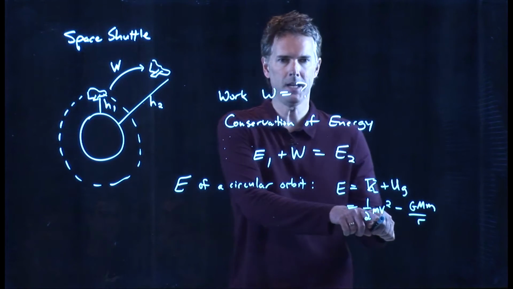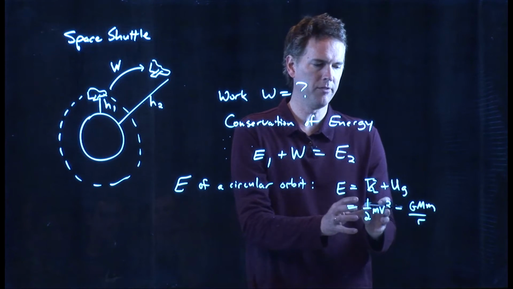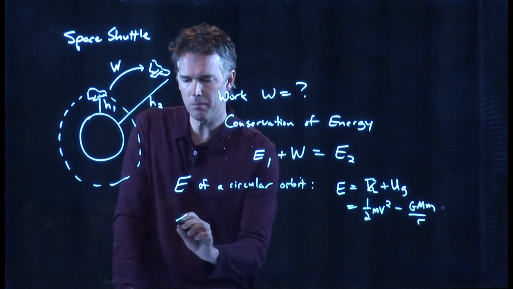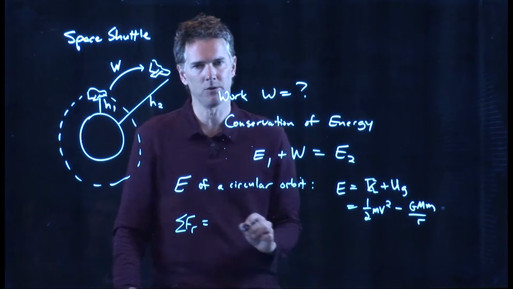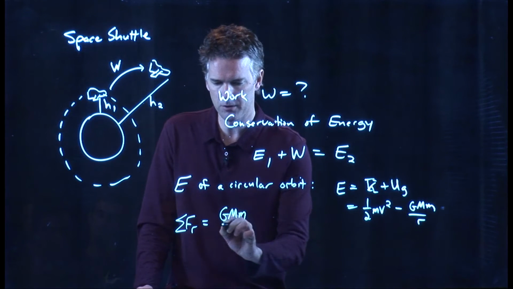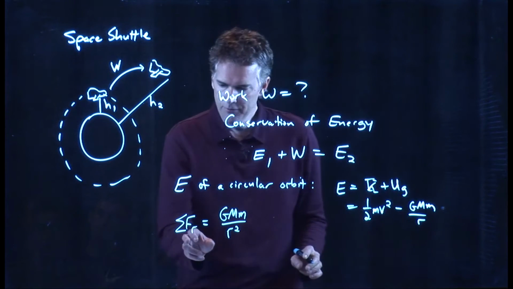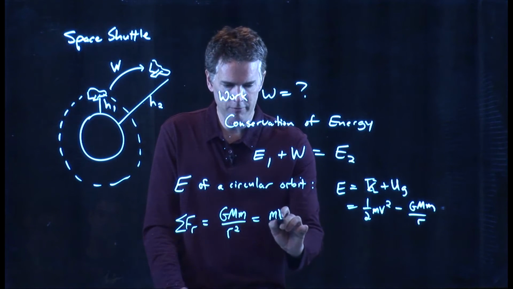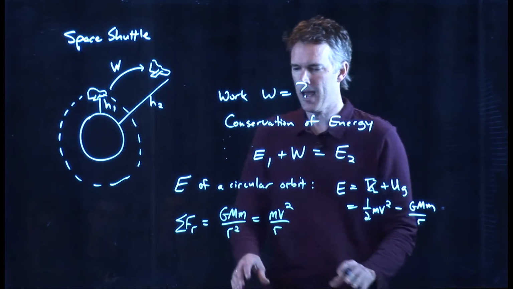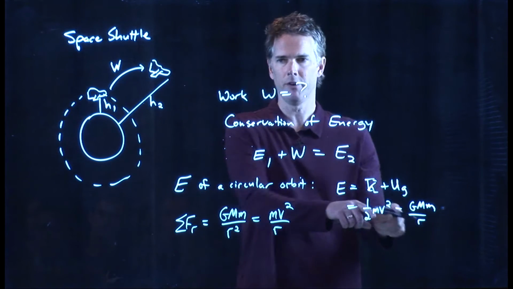But we don't know what this speed, v, is. Can we somehow relate that speed v to this thing over here? And the answer is yes, if I think about the forces in the radial direction. There's only one force in the radial direction which keeps this thing moving in a circle. It's Newton's universal law of gravitation. If things are moving in a circle, we know that the forces have to add up to mv squared over r. And now I can take this equation, solve it for 1/2 mv squared, and plug it in over here.